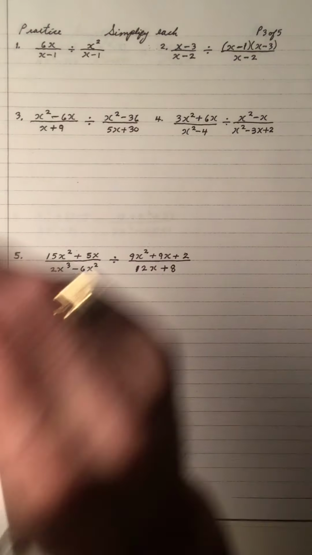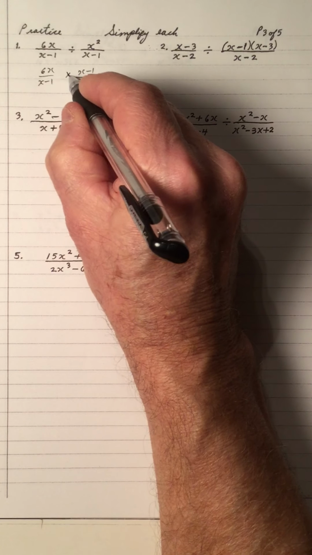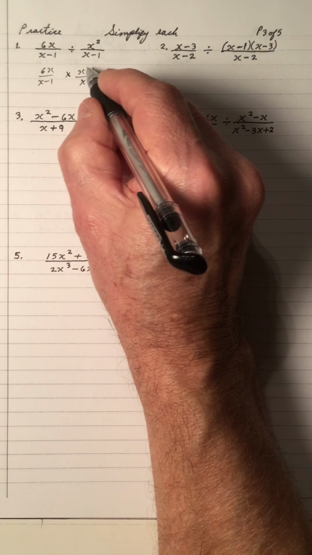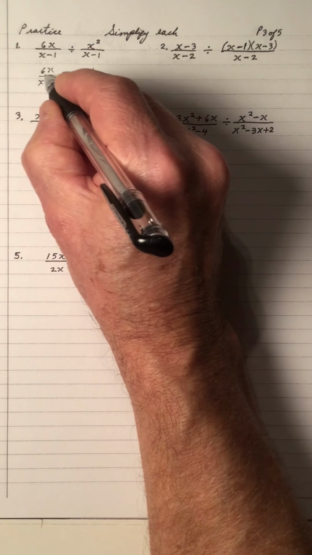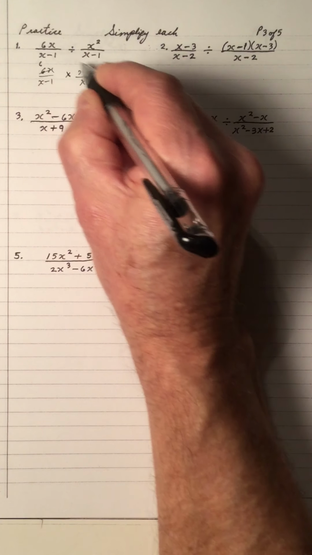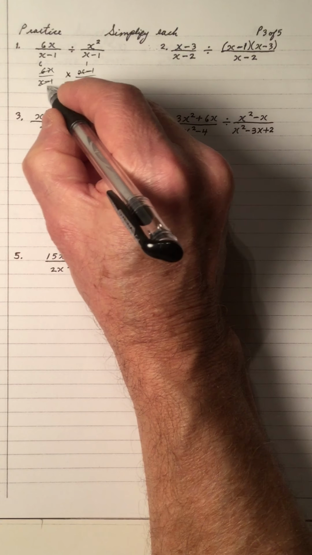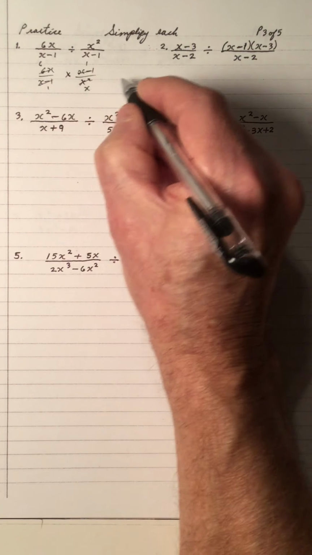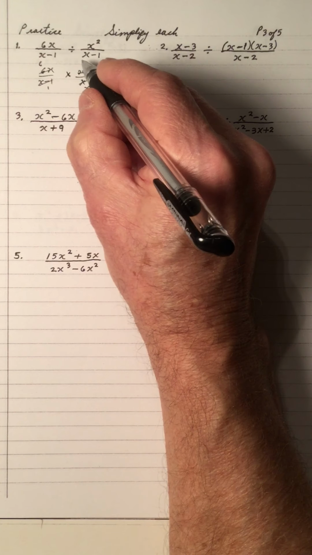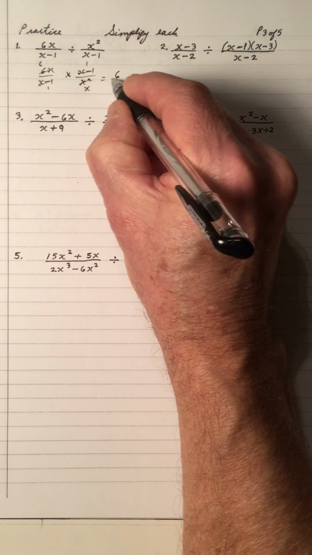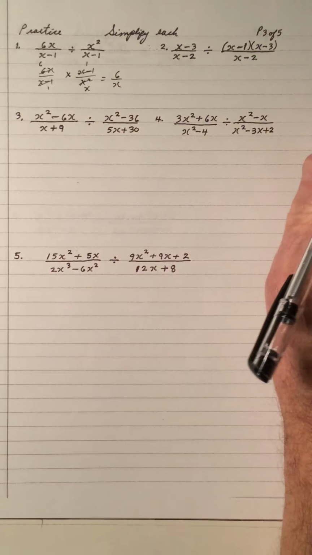Number 1. Again, we're dividing, so we multiply by the reciprocal. Reciprocal is x minus 1 over x squared. Because we're multiplying, everything is factored, we cancel. So 6x and x squared, x into 6x goes 6, x into x squared goes x. The x minus 1's cancel. So we get, the answer is 1, or 6 times 1 is 6. 1 times x is x.